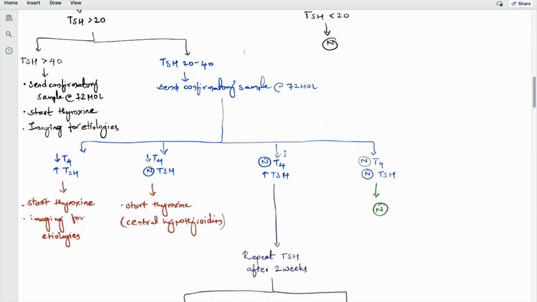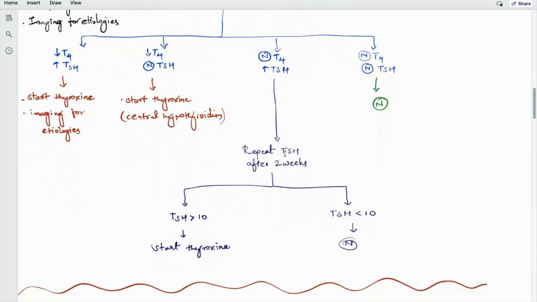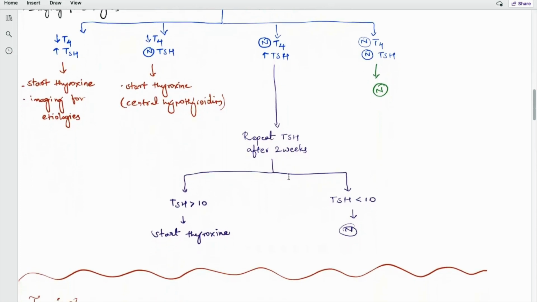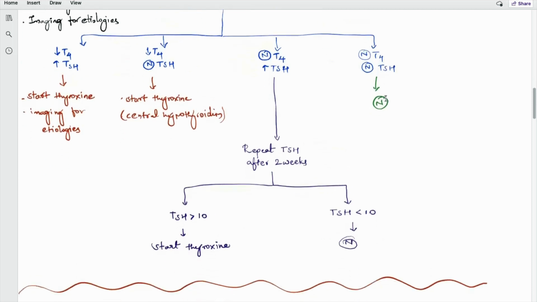If it is normal T4 and high TSH, we should repeat the TSH value after 2 weeks. If TSH is less than 10 after 2 weeks, then it is normal. If TSH is more than 10 after 2 weeks, then we should start thyroxine. Then, if T4 and TSH are both normal, that is a normal entity.